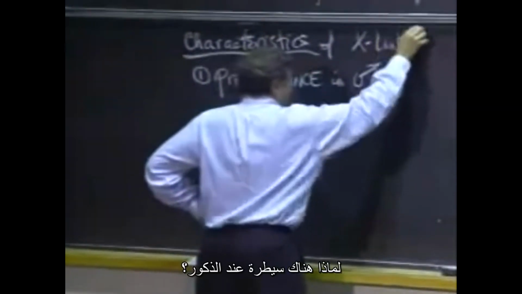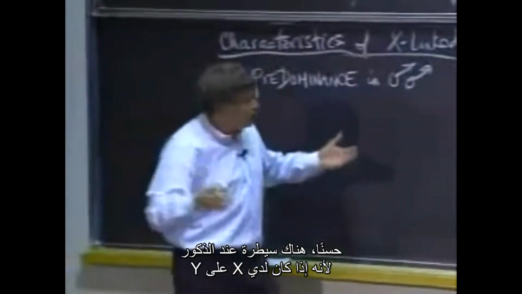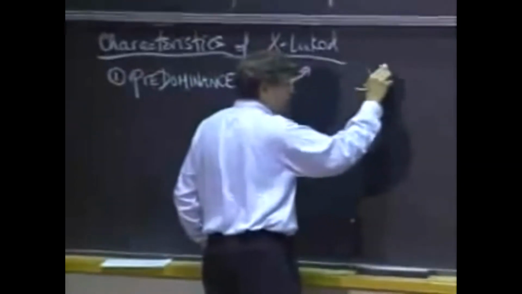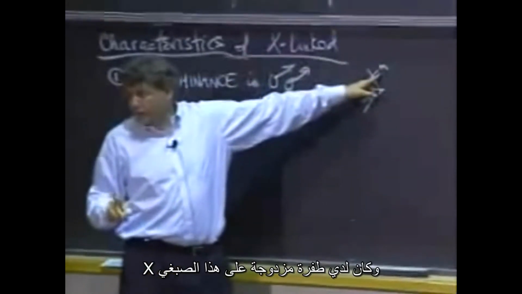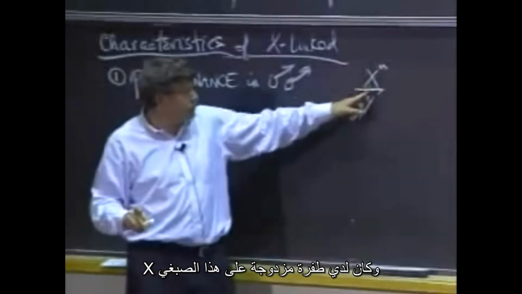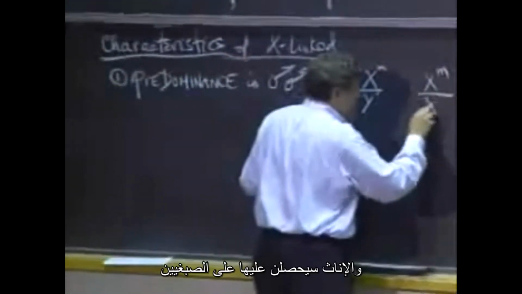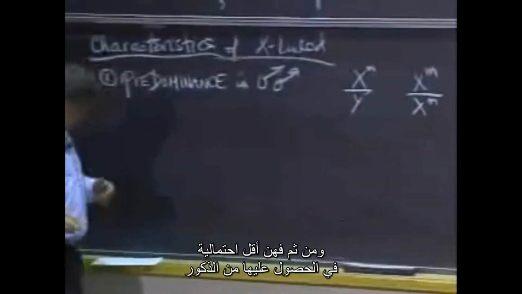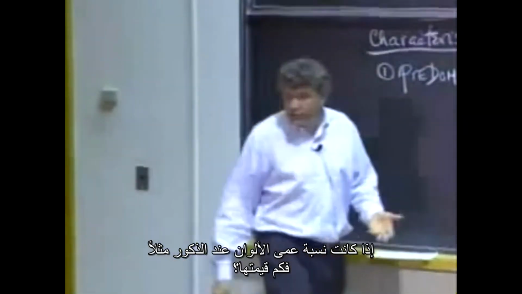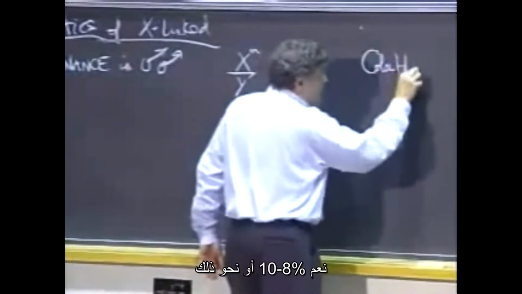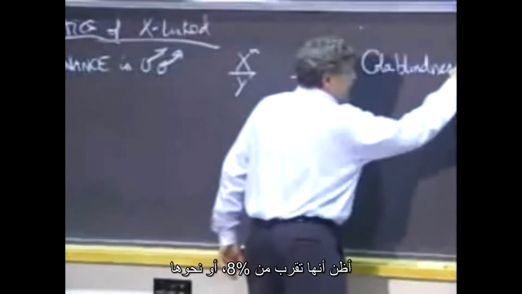Why is there a predominance in males? Well, because if I have an X over Y and I've got a mutation carried on this X chromosome, males only have to get it on one, females have to get it on both, and therefore it's statistically more likely that males will get it. So for example, the frequency of color blindness amongst males is what? Yeah, it's 8 to 10%, something like that. I think it's about 8% or so.